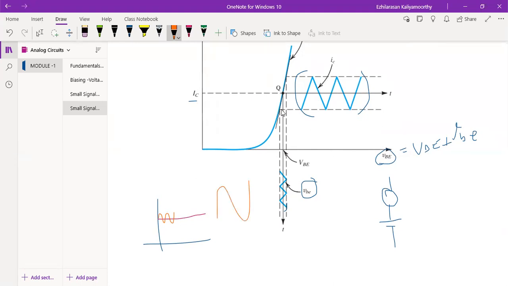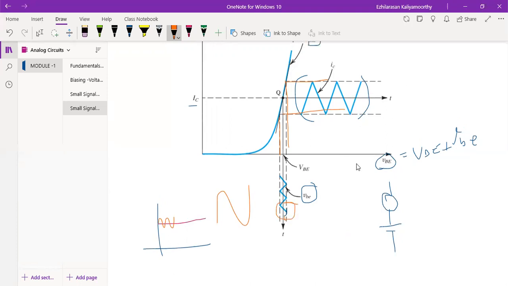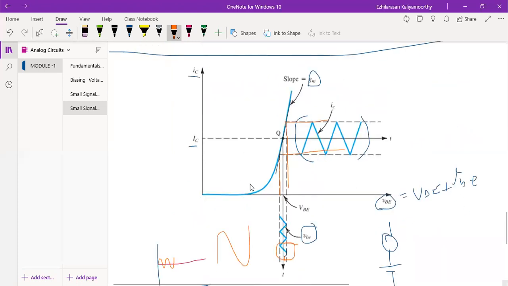See, IC current. That is why the dotted line which is showing here, corresponding to these two, will be your collector current. So there is a very small change in the base emitter voltage, and there will be large variations in the collector current. This is nothing but a simple transfer curve, IC versus VBE.